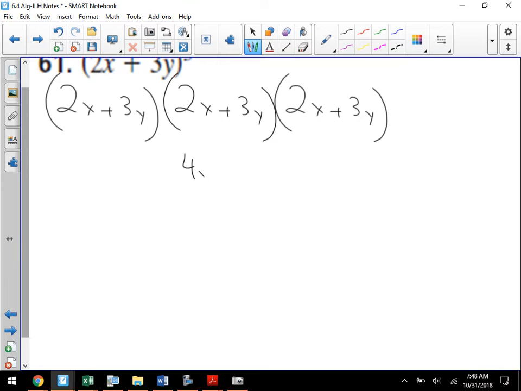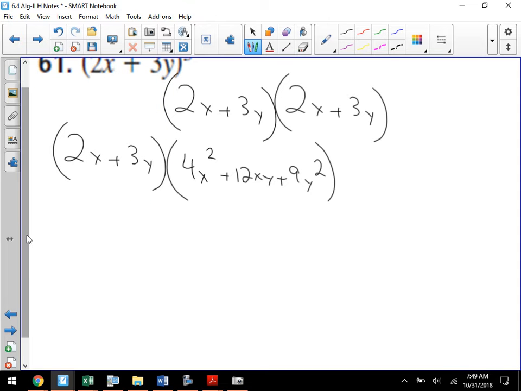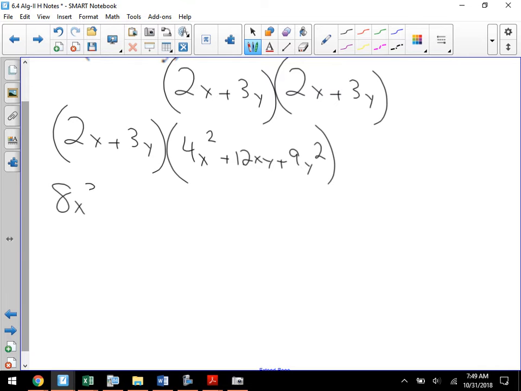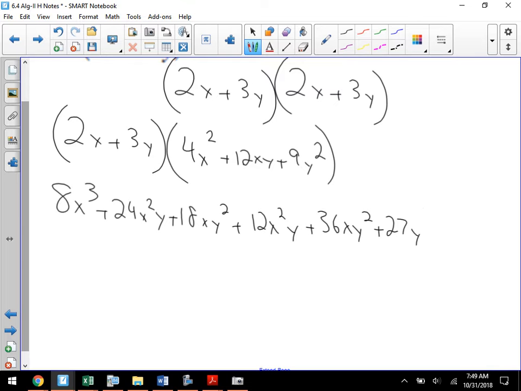So we get 4x squared plus 6xy, 6xy, so that becomes 12xy, and then 9y squared. And then I'm just going to distribute that guy into it. When I distribute that guy in, we're going to get 8x cubed, 24x squared y, 18xy squared, plus 12x squared y, 36xy squared, 27y cubed.